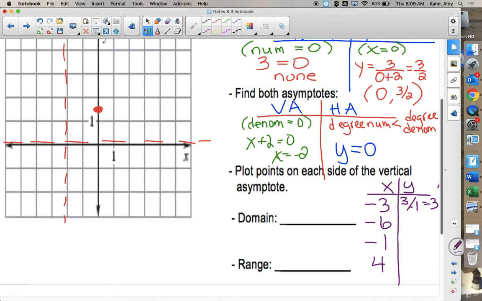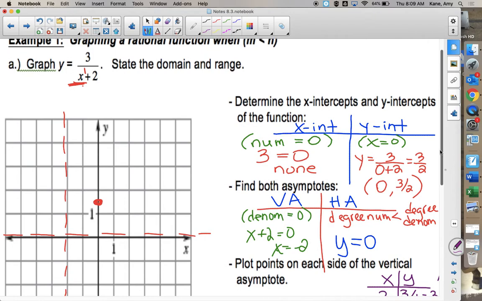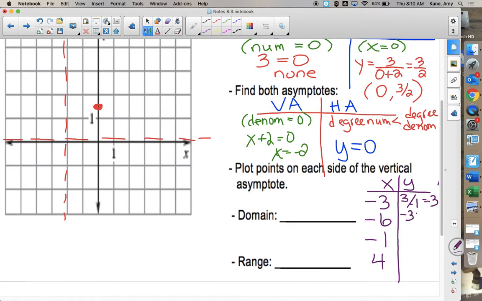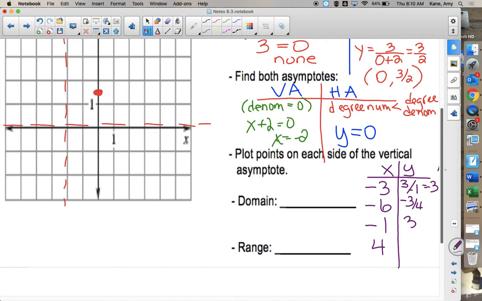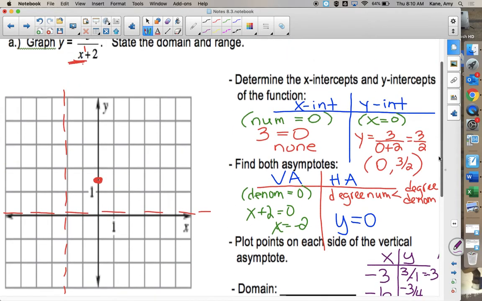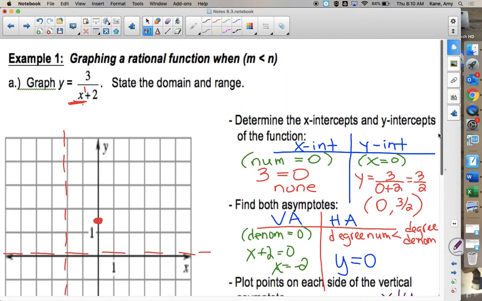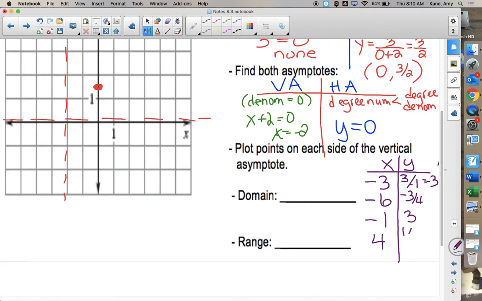Cool. What did you get when you plugged in a -6? 3/4, or -3/4. And then when you plug in a -1? 3. And when you plug in a 4? 1/2. 1/2, yeah.